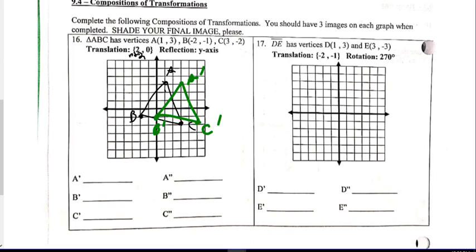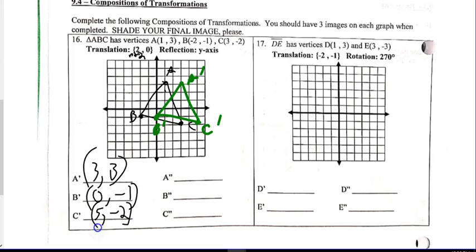So where are those points? A prime is at 1, 2, 3, 1, 2, 3. B prime is at 0, negative 1. And C prime is at 1, 2, 3, 4, 5, negative 2.